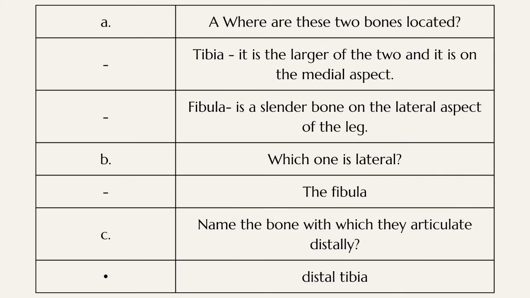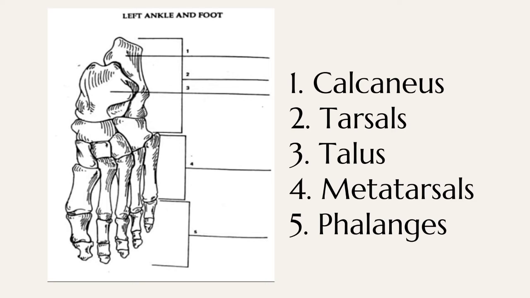Where are these two bones located? Tibia. It is the larger of the two and it's on the medial aspect. Fibula is a slender bone on the lateral aspect of the leg. Which one is lateral? The fibula. Name the bone with which they articulate distally. Distal tibia.